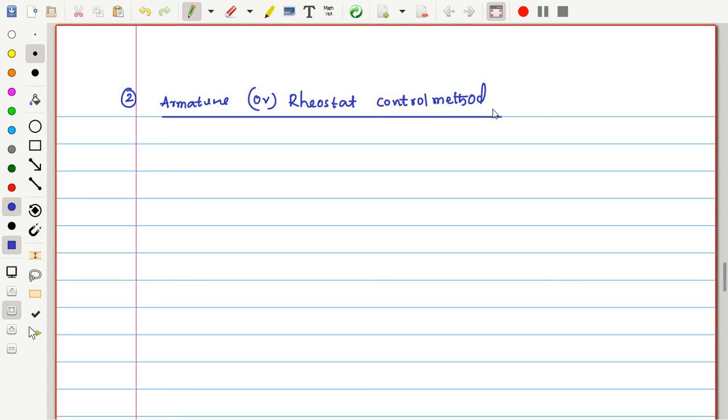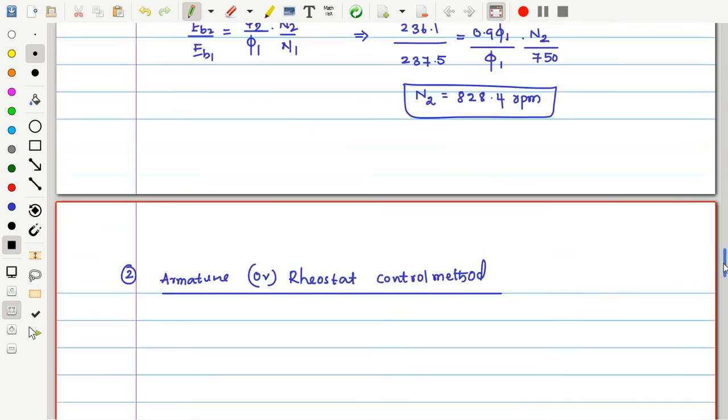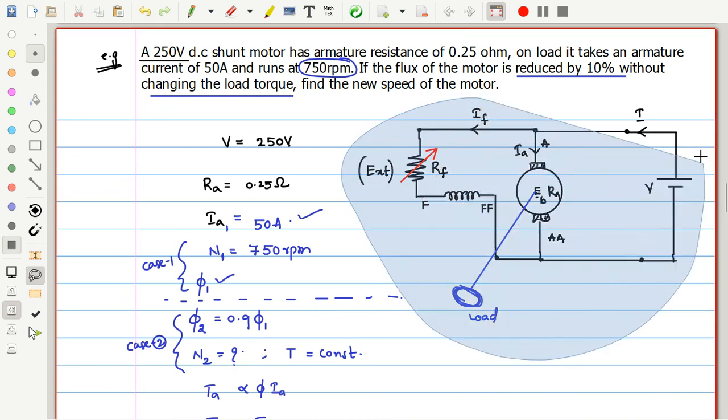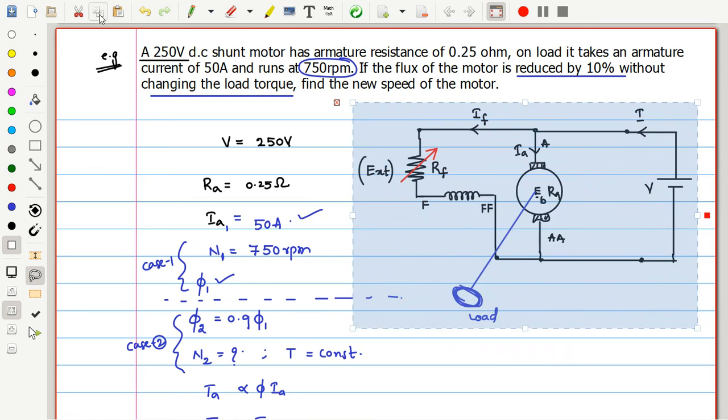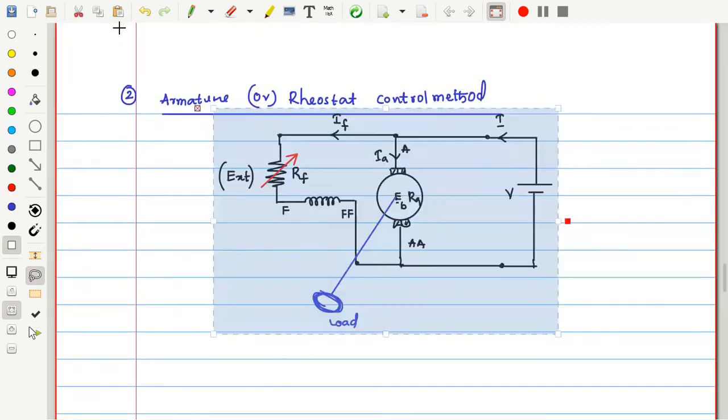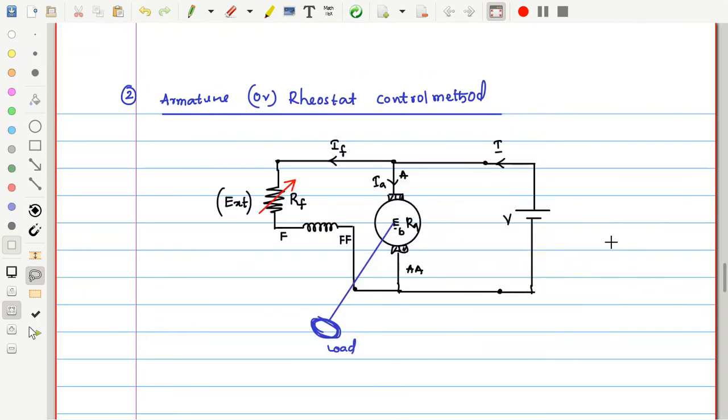So let me first show the corresponding schematic view. To save time, I am taking the same diagram to some extent and making some modifications. Just observe what modifications I am doing. See here, I don't want any field rheostat here, so let us remove that.